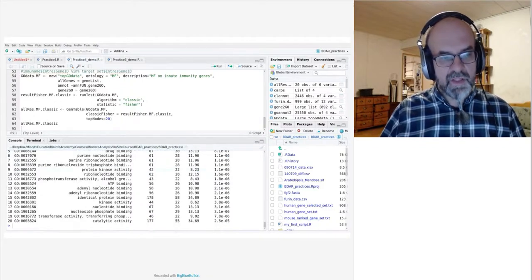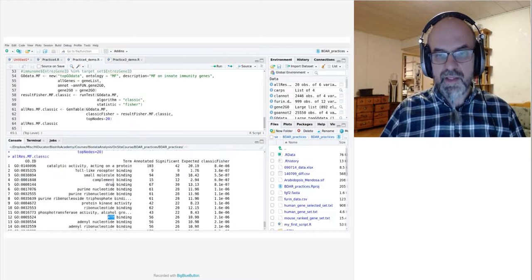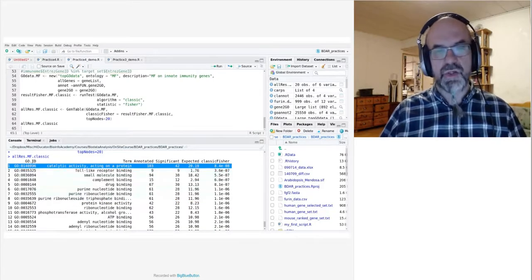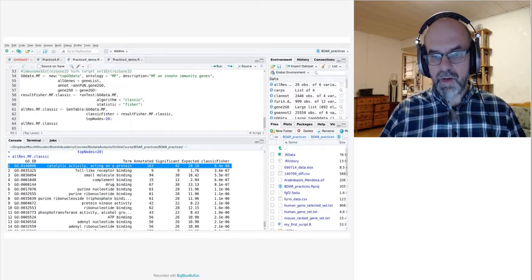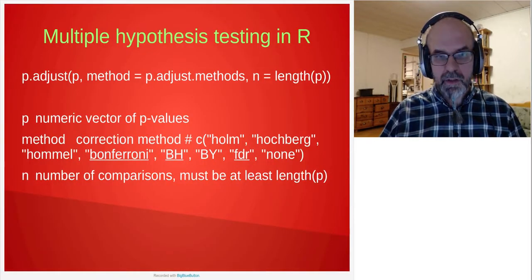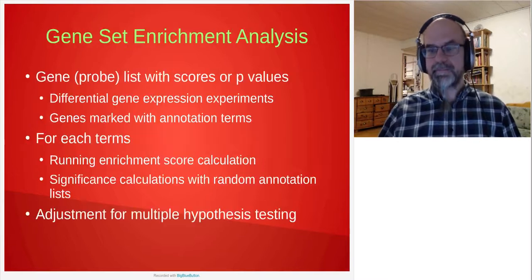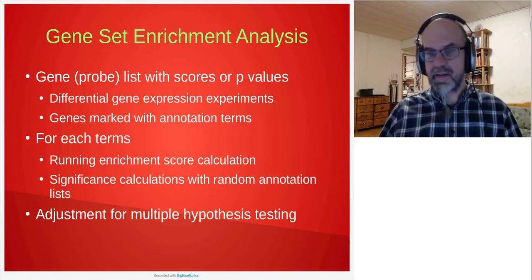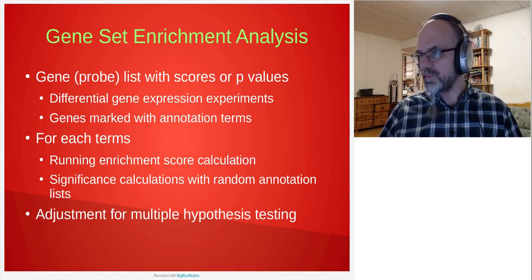Okay, so what I just wanted to show you is that at the end of overrepresentation analysis, you get a ranked list of gene ontology terms or other annotation terms. All right, let's go back to the other method. So we have had an overview of overrepresentation analysis. Now let's have a look at gene set enrichment analysis.